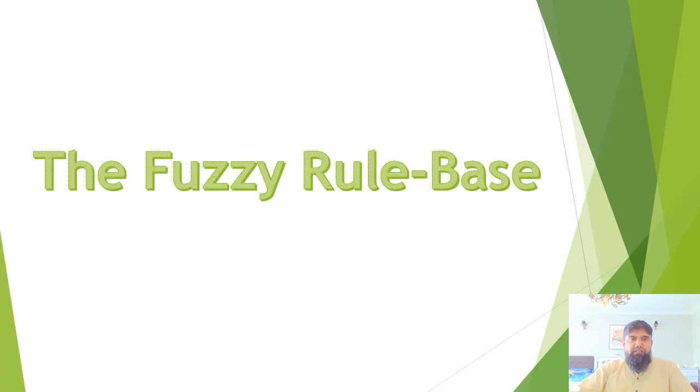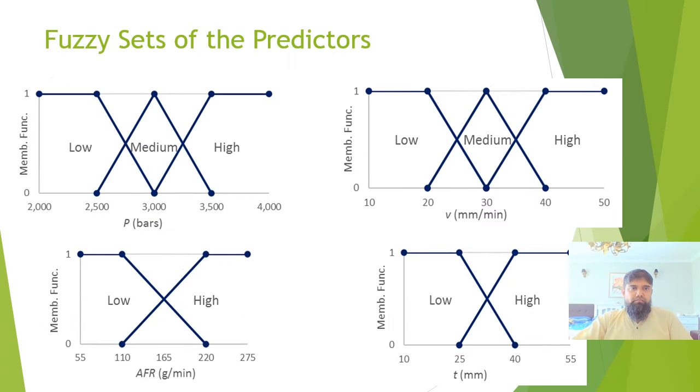This section presents development of fuzzy sets for the predictors and responses, formation of the fuzzy rule base, and its working for parameter estimation. This slide presents fuzzy sets of the predictors controlled in this work. The two predictors, jet pressure and traverse speed, have three members in their respective fuzzy sets, which are named as low, medium, and high, according to their respective values in bars and millimeter per minute, respectively.